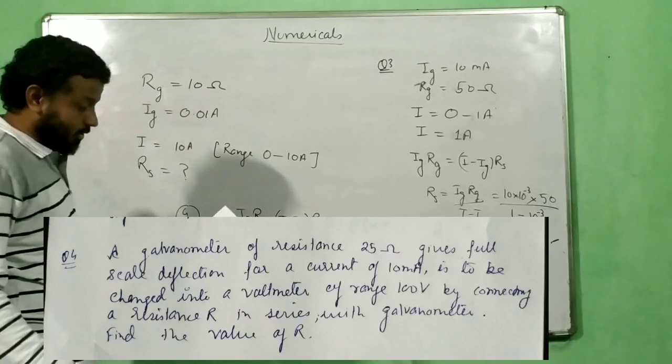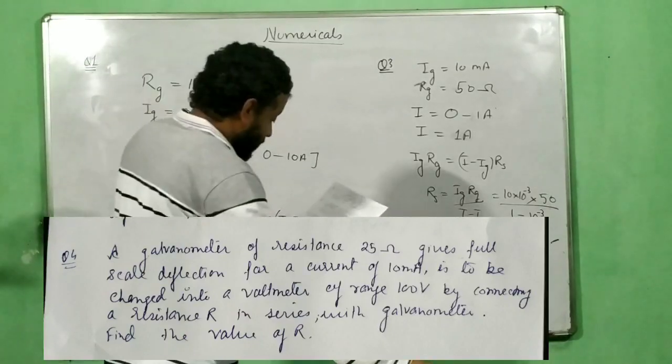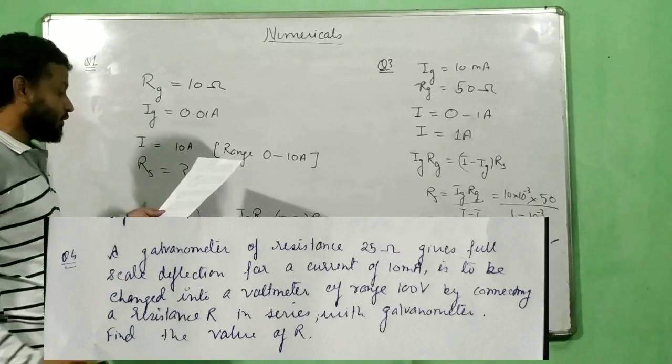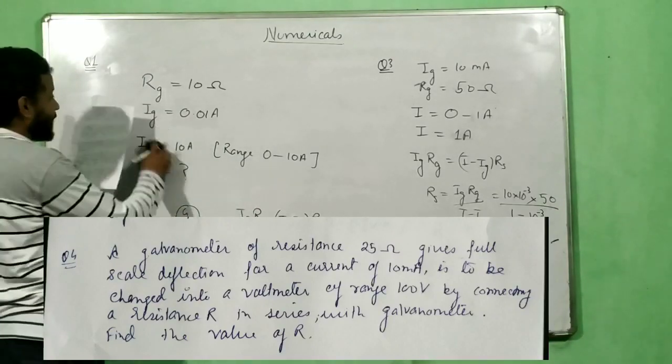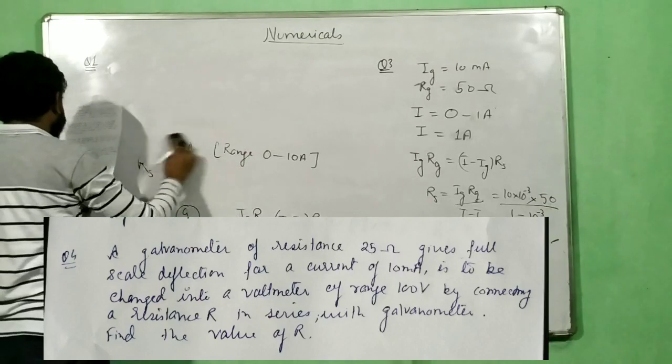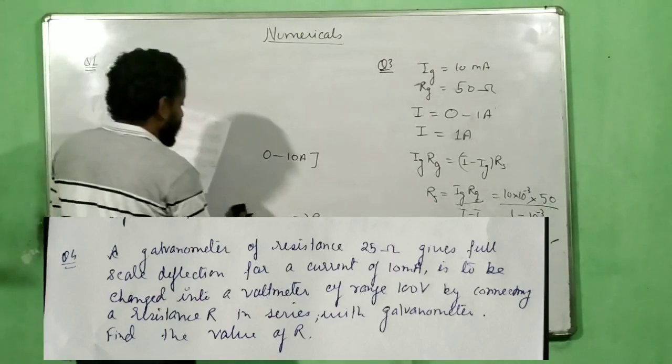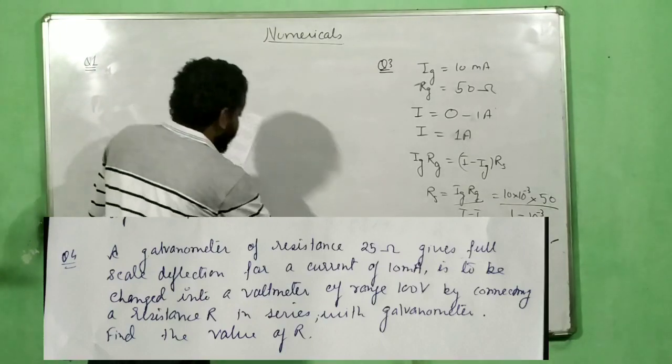Question number 4. A galvanometer of resistance 25 ohm gives full scale deflection for a current of 10 milliampere. It is to be changed into a voltmeter of range 100 volt by connecting a resistance R in series. Find the value of R.